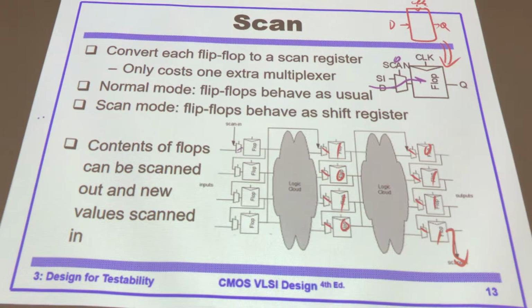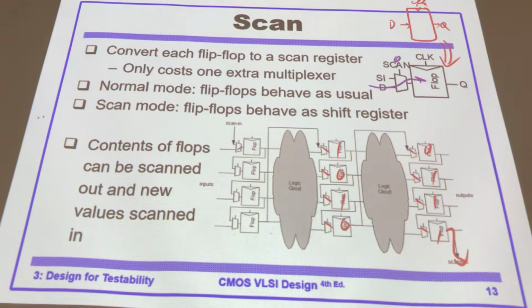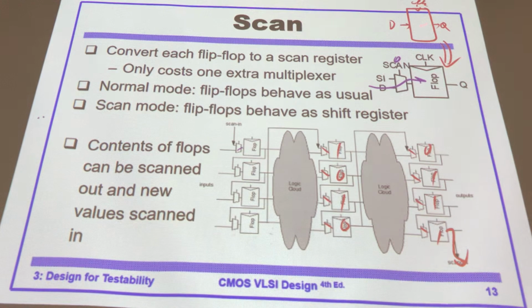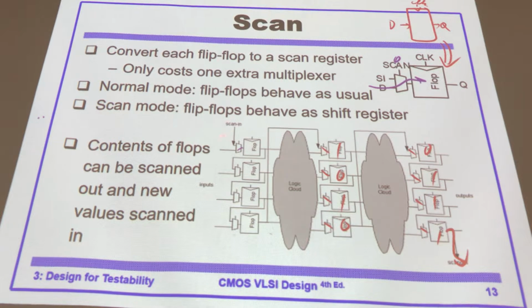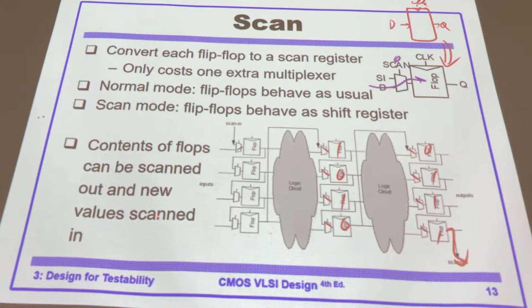And as I said, we simply modify the design of the flip-flop to this new design with the 2-to-1 multiplexer at the input, such that we can have 2 different modes. In normal mode, the flip-flop works as usual. In scan mode, the flip-flop works as a shift register, such that we can shift data in and then shift data out to control and to observe, right? The content of the flip-flop can be scanned out and a new value scanned in.